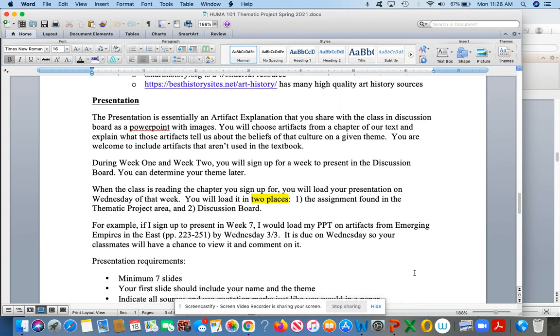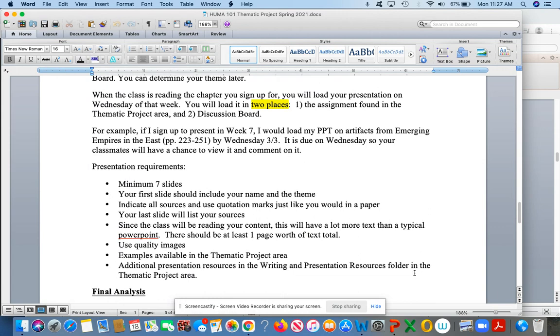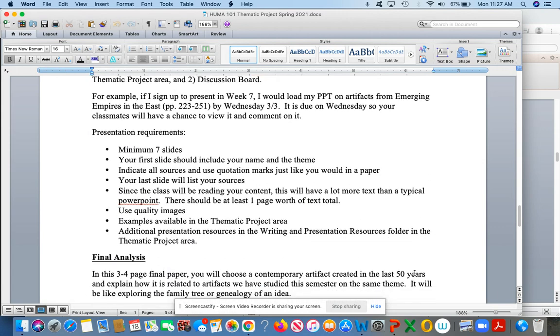So the presentation is the one item which is loaded in two places. You will load it in the thematic project area, like you will your artifact analysis, but you'll also load it in discussion board to share with your classmates. Because it is part of the material that we're looking at as a class each week, this is the one part of the thematic project which is due on a Wednesday instead of the usual Sunday, because I want everybody to have a chance to view it, to comment on it, make it part of the discussion of the week.